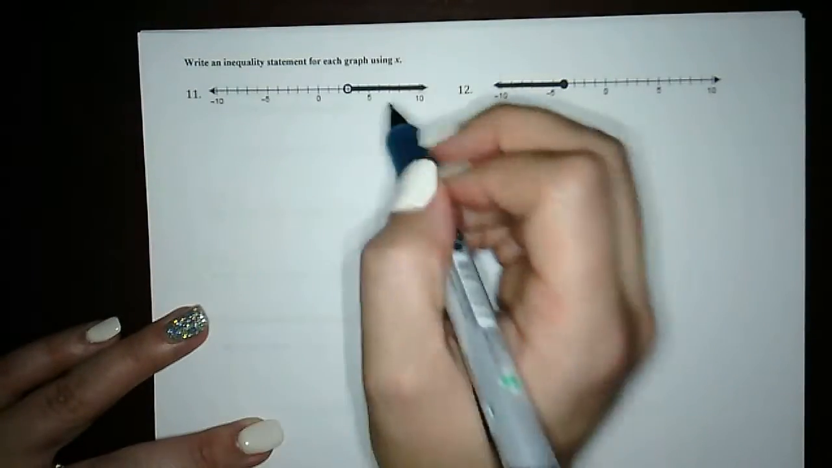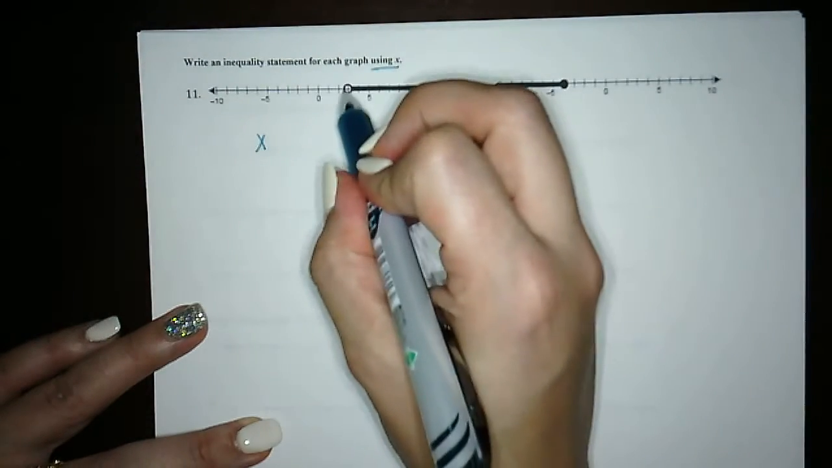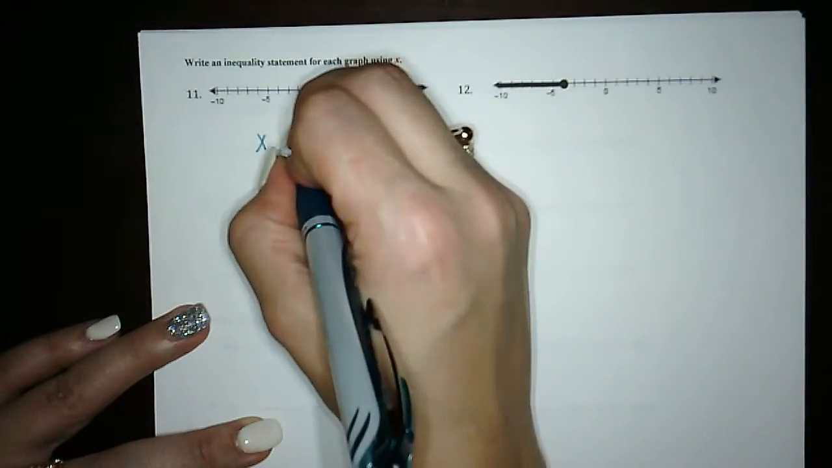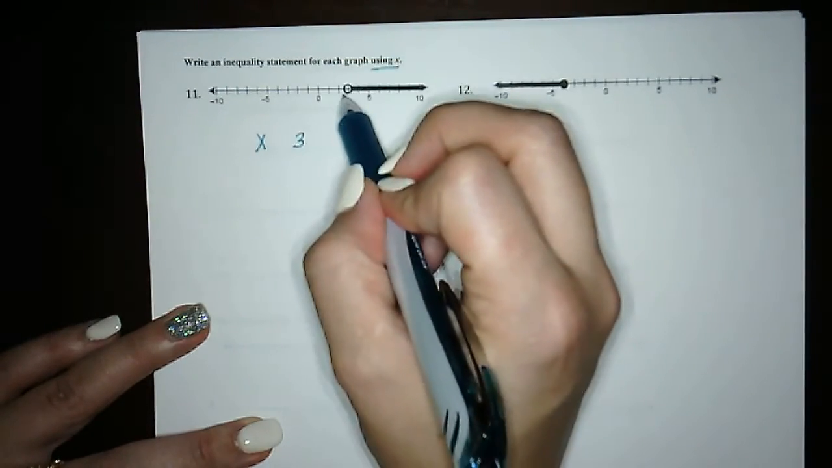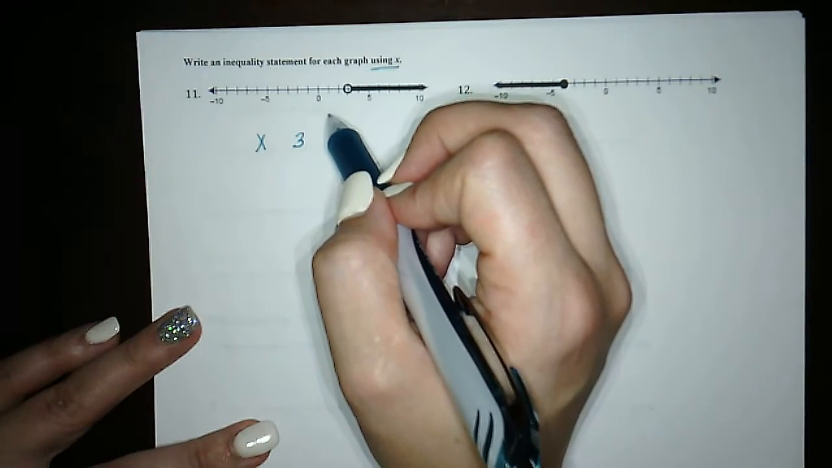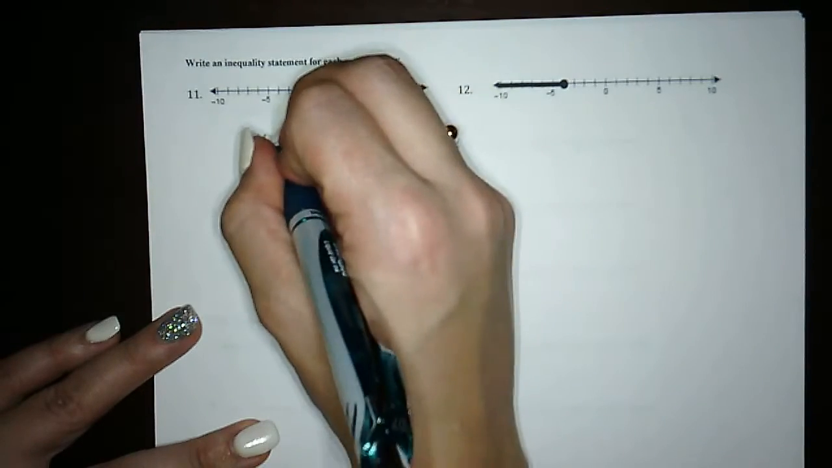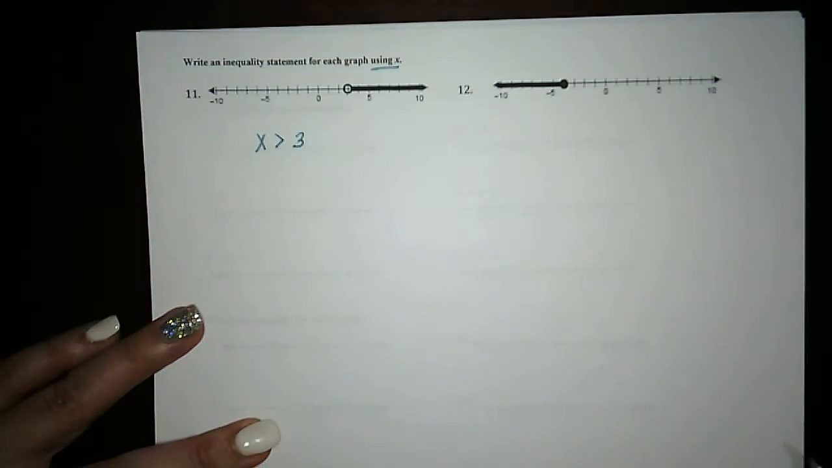Where's that point? So, well, obviously we know we're going to use x. Where is this point? So it's at +3. I don't need an equal sign because it's open. So then now I just need to figure out, is x greater than or less than? So since I'm going towards more values, x is going to be bigger. So the Pac-Man is going to eat the x versus the 3.